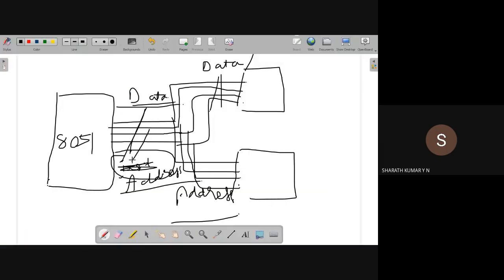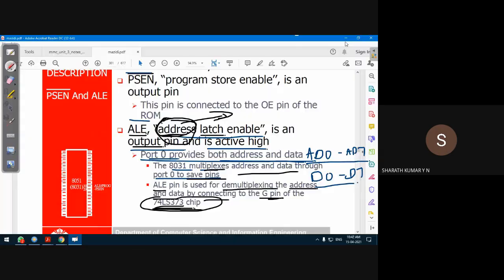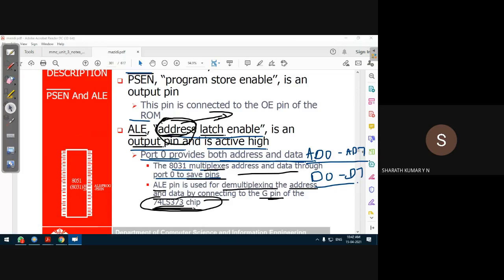If the address is latched or separated, then data can be transmitted. This ALE pin is connected to the G pin of the 74LS373 IC, so that the memory chip will read the address from the address line.